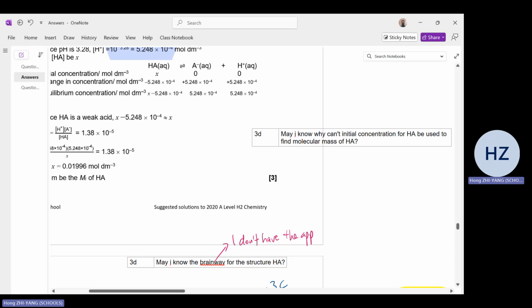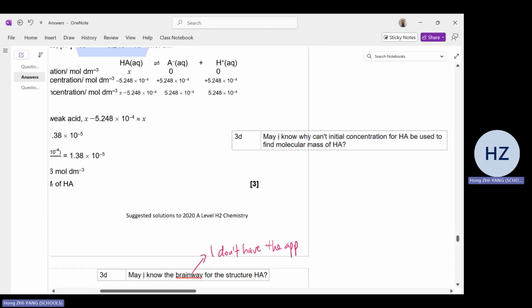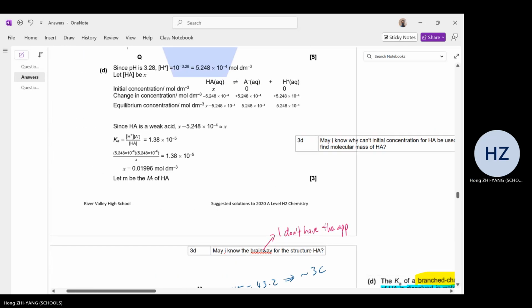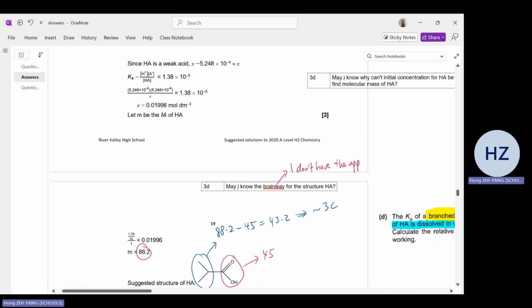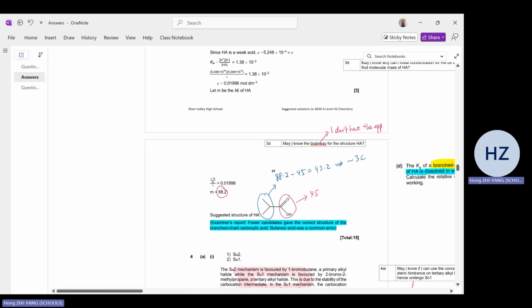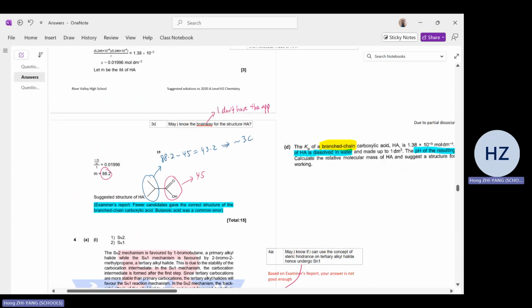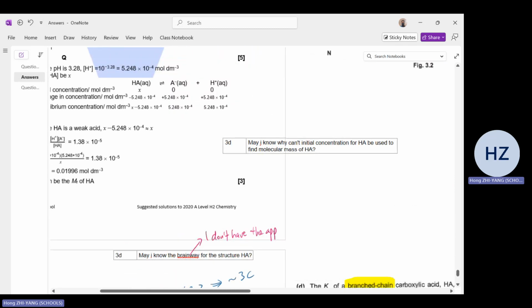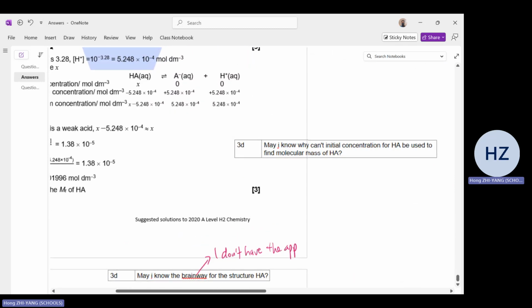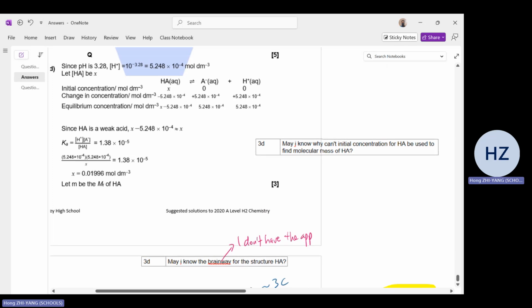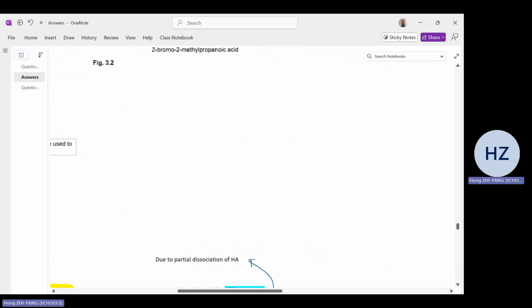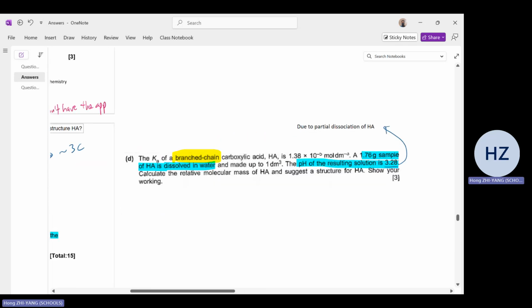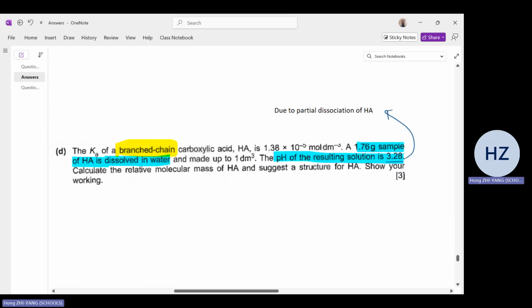What's this? May I know why can't initial concentration of HA 3D be used to find molecular mass of HA? Oh, another brainwave question. May I know the structure? Okay, I don't have that. Okay. Wait, hold on. What's this question? May I know why the initial concentration of HA, why can't it be used to find molecular mass? I have no idea what you're talking, but let me try and see whether I can solve it. Is that this question, right? All right, okay, let's try.